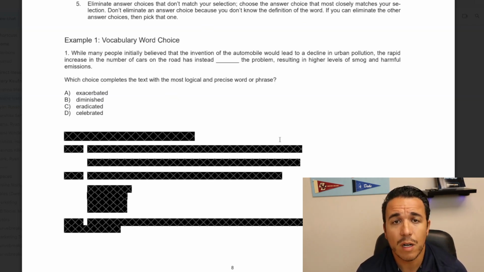Eradicated is to get rid of something, so that also won't be it, guys. And then we also have celebrated. That's also not increase, right? So we're going to get rid of that. And then we're left with the answer choice A, exacerbated, which means to increase a problem.